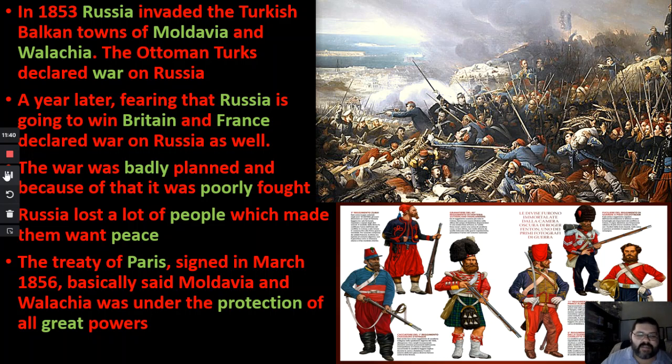So the Treaty of Paris was signed in March 1856. And basically, in the treaty, it said that Moldavia and Wallachia were under the protection of the great powers, which was France and Britain. So, like I said in class, just imagine if you were being attacked by a bully, and basically the United States government said, we're going to have a handful of army men and a handful of Marines on standby. So whenever you need them, those guys are ready to protect you. How safe would you feel?